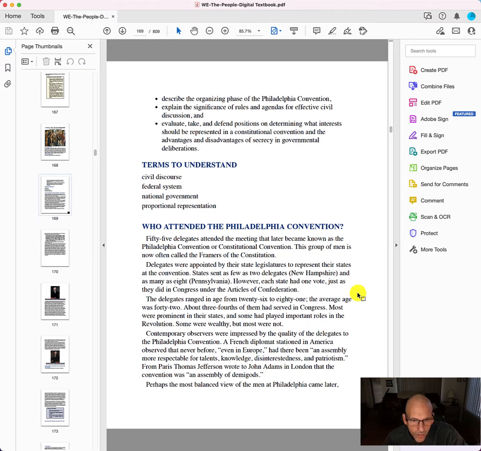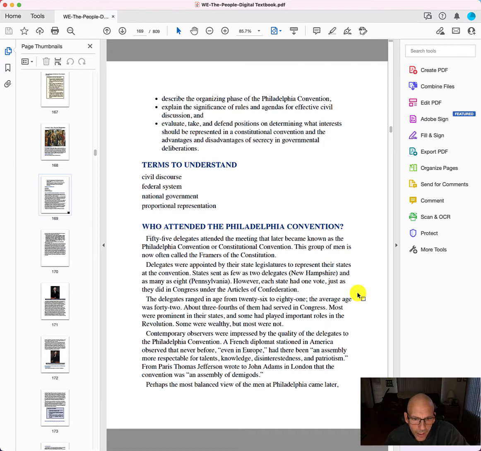About 3/4 of them had served in Congress. Most were prominent in their states, and some had played important roles in the Revolution. Some were wealthy, but most were not. Contemporary observers were impressed by the quality of delegates to the Philadelphia Convention.